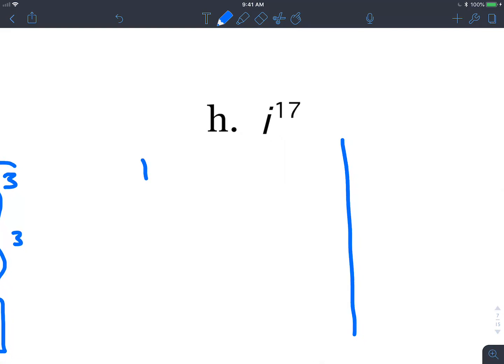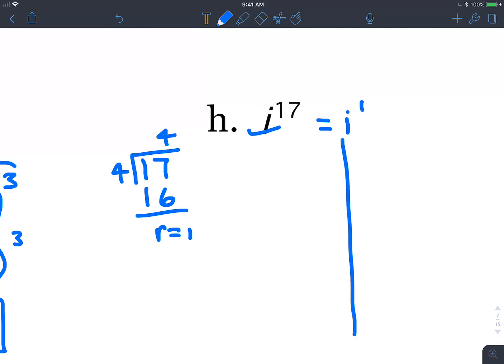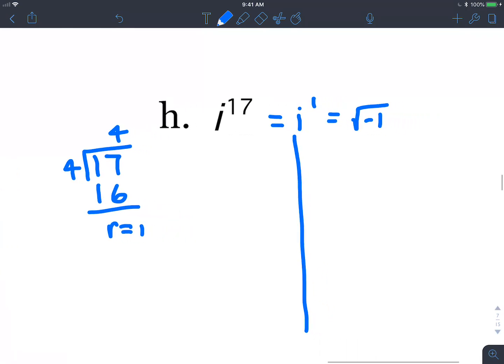think about division here. If you have 17 here and you're cycling every 4, well, 4 goes into 17 4 full times with a remainder of 1. So we can say I to the 17th is very similar to I to the first power, because when you subtract off 4 a bunch of times, the leftover power is going to be 1. So I to the first power, we said, was the square root of -1. We can either write it as square root of -1, or we can write it as I. I think most of the time we're going to write it as I in this case.